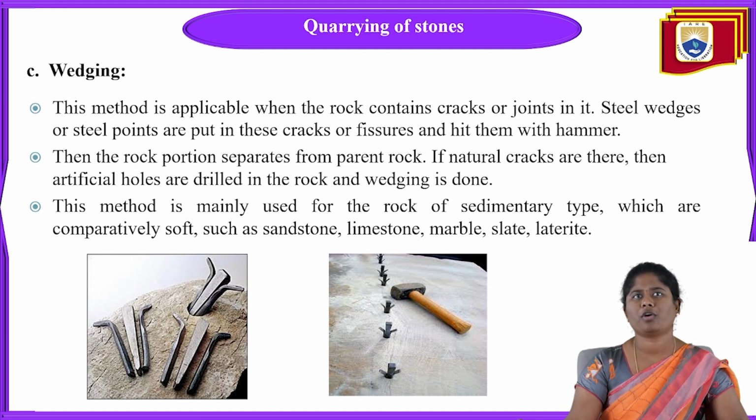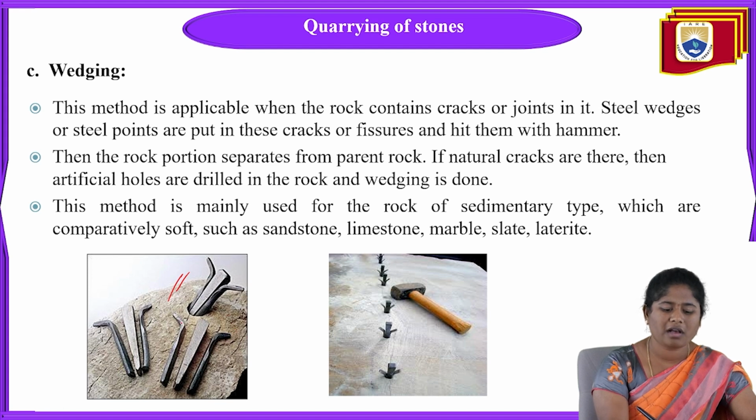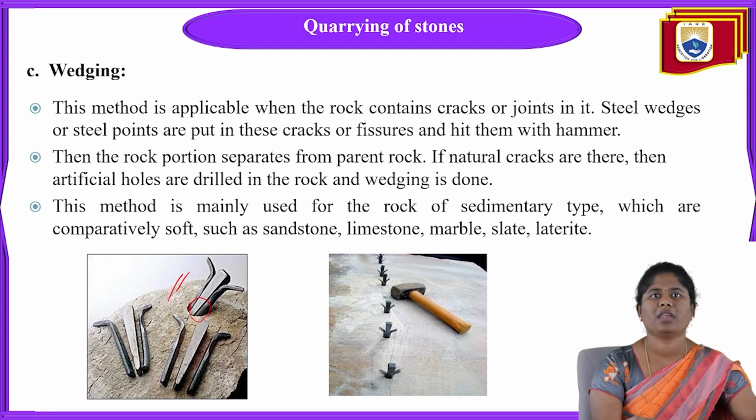The next one is the wedging process. This method is applicable when the rock contains cracks or joints in it. In the first picture you can see a stone, and in this stone we can see the cracks and holes also. Where the rock contains cracks and joints, there we can use this method called wedging. Steel wedges or steel points should be kept in these cracks or fissures.